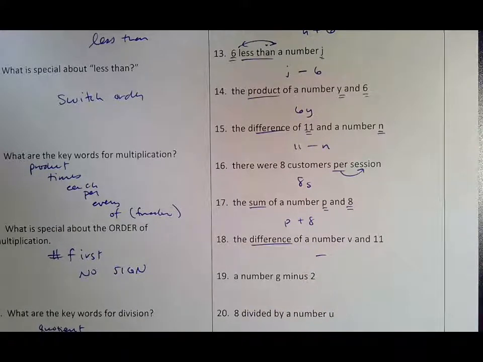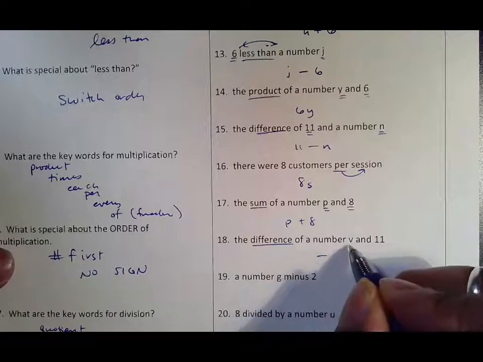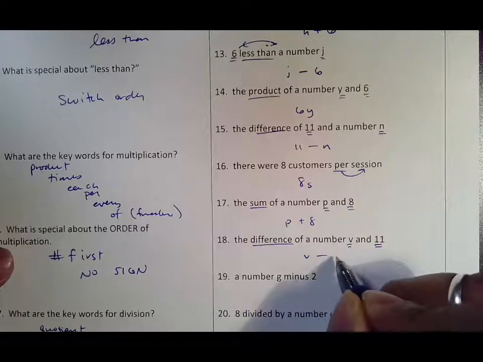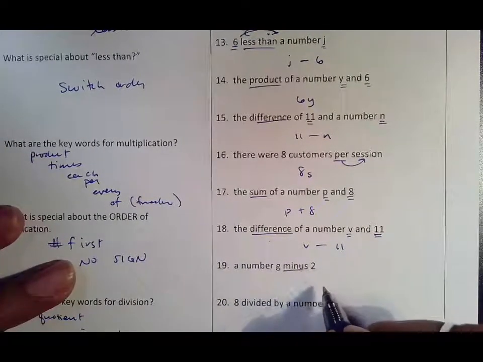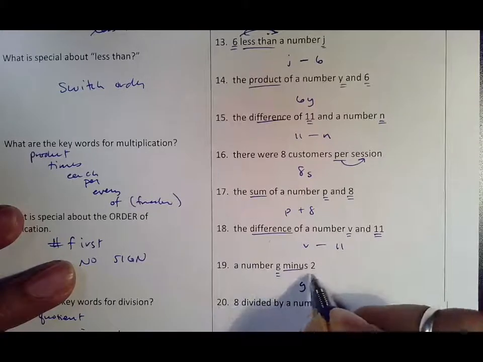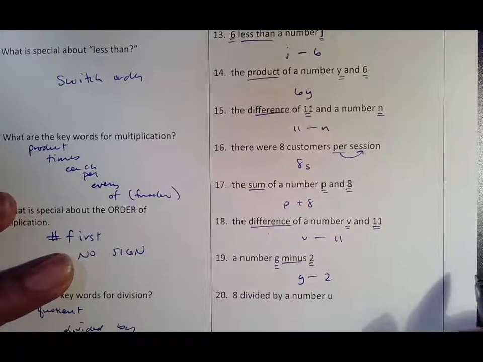They don't have to help you because they're already doing all this right now to try to help you get your grades higher. Difference, which means subtract. V goes first, 11 goes second. The reason we know that is because that's not more than or less than. The only thing where the order changes is more than, less than. That's it. Minus also means subtract, so whatever's first goes in front, whatever's second goes in the back.